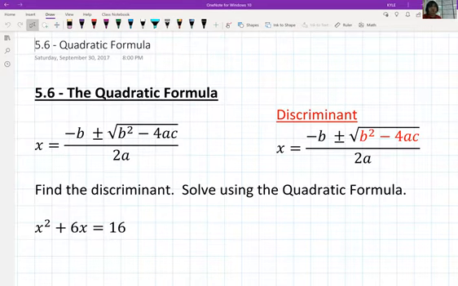As I mentioned, I know you've seen this before. You might have even heard it before. It looks long and intimidating. It's really not that bad. x equals negative b plus or minus the square root of b squared minus 4ac, and it's all over 2a.